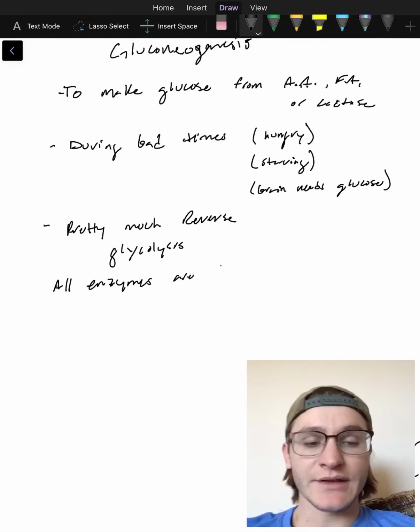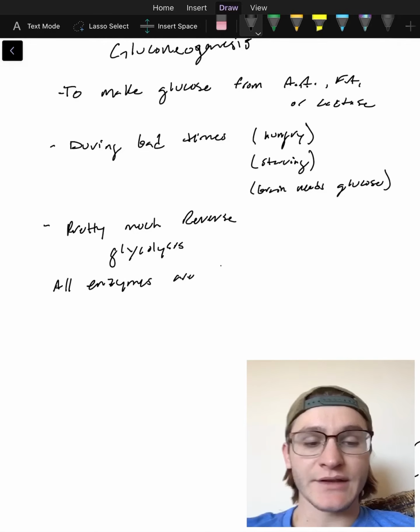But all other enzymes in glycolysis are the same in gluconeogenesis. It's just reversed. It's going back up. They're all reversible reactions, except for the key regulatory enzymes, and key regulatory enzymes are not reversible. So these three are going to be different than glycolysis. But if you have glycolysis memorized, then kudos to you. You have most of gluconeogenesis memorized as well.